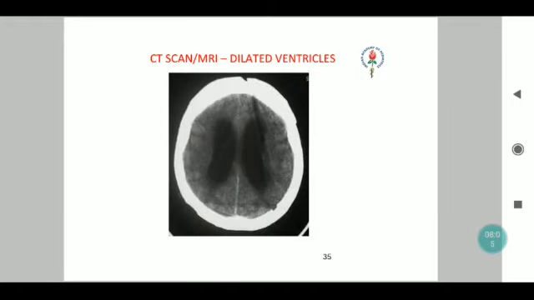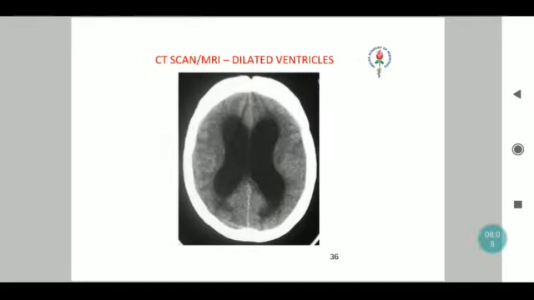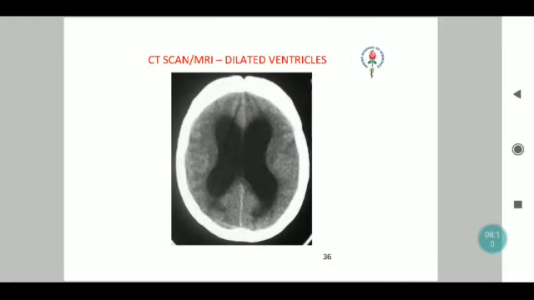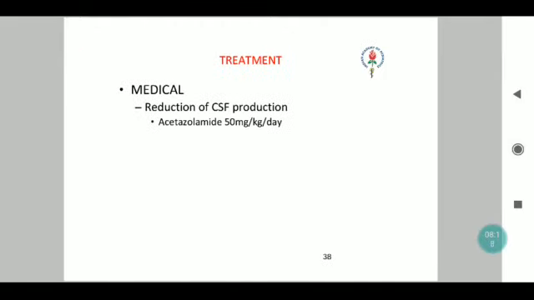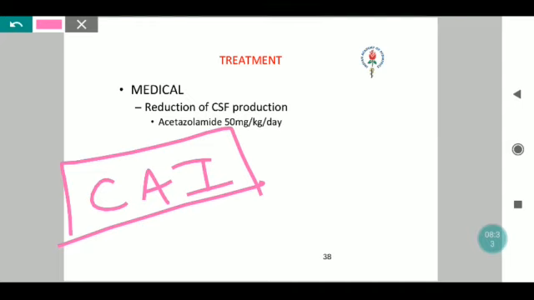This is another CT which shows a dilated ventricle, and you notice in this image that the ventricular dilatation extends posteriorly much more than in the previous images. Now, if you consider the treatment for hydrocephalus, medical treatment is something which we give to ensure that the CSF production is cut down, and for that acetazolamide, which is a carbonic anhydrase inhibitor, is an essential drug, and it is given at the dosage of 50 mg per kg per day.